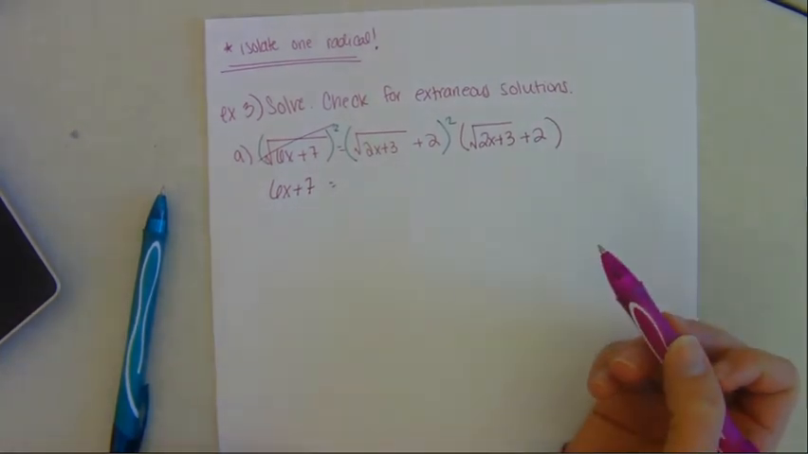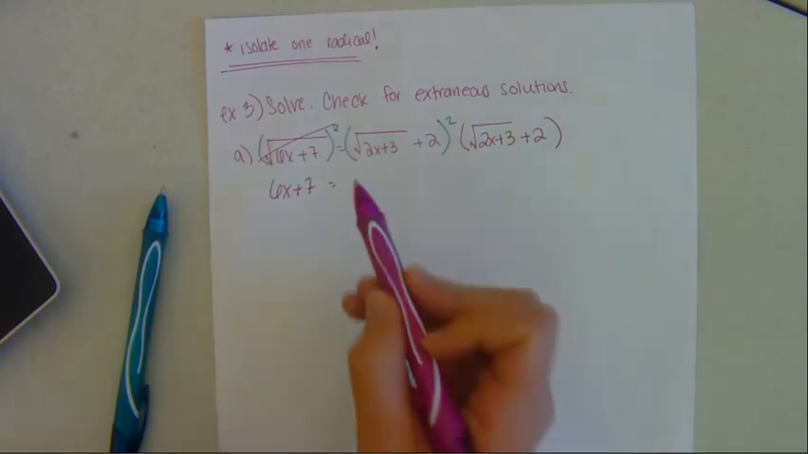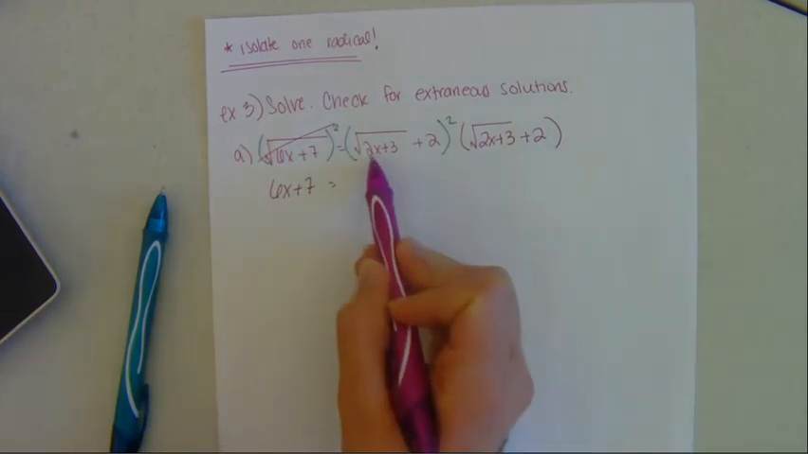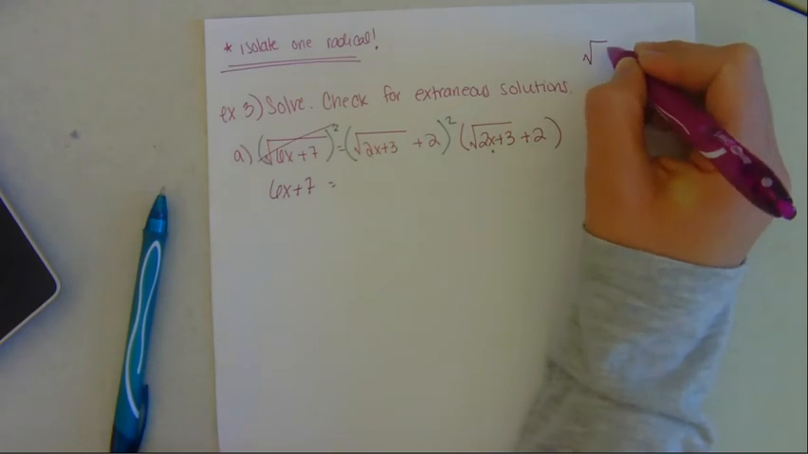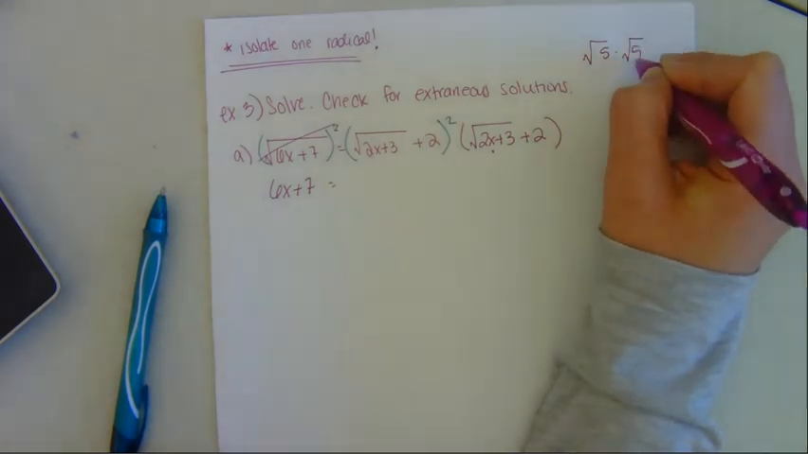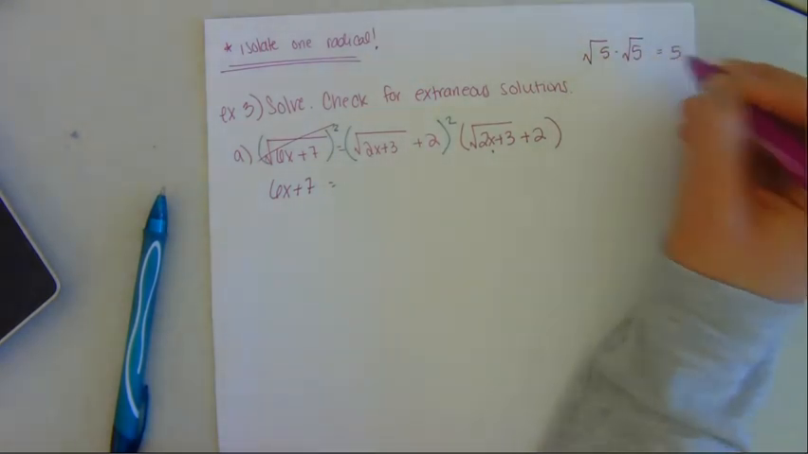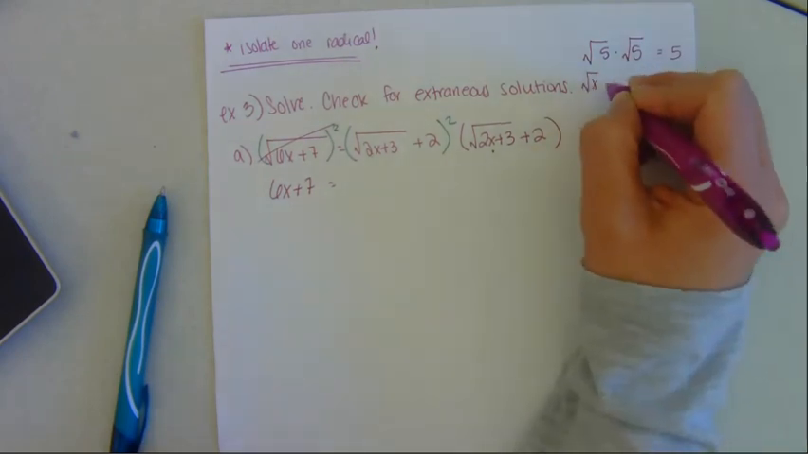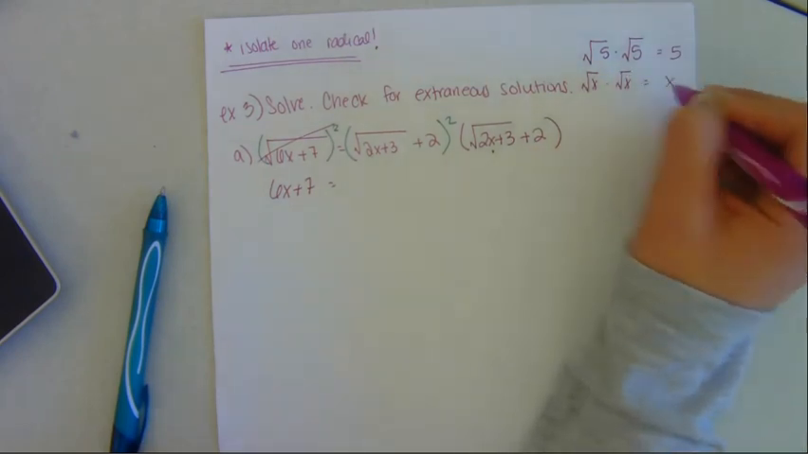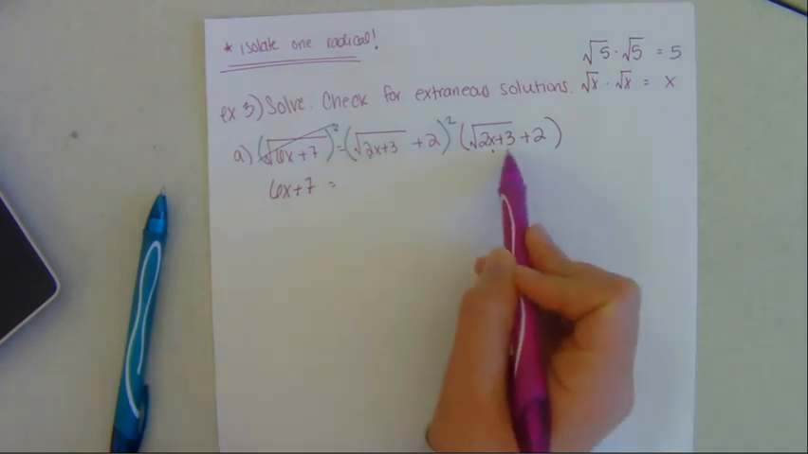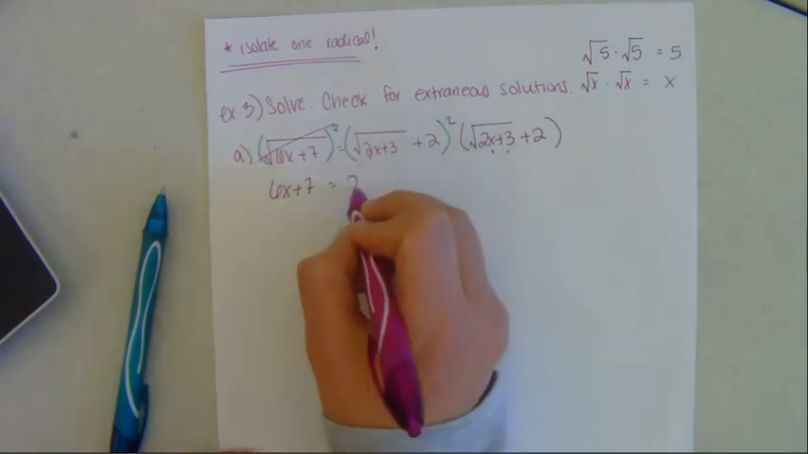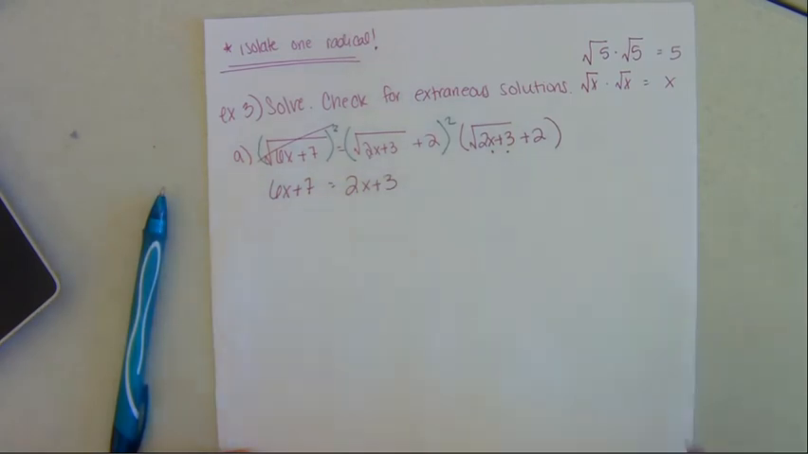So, ready? Pay close attention. We're going to take the square root of 2x plus 3 times the square root of 2x plus 3. Think for a second. When you multiply two radicals that are the same, side note, the square root of 5 times the square root of 5 is regular 5. The square root of x times the square root of x is regular x. So what do you think the square root of 2x plus 3 times the square root of 2x plus 3 is going to be? 2x plus 3.